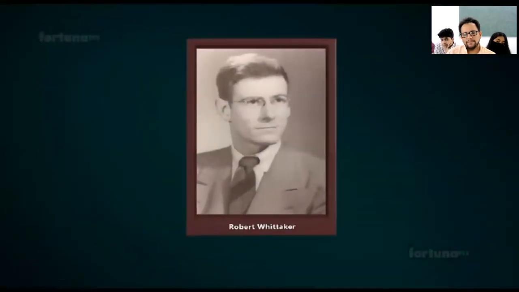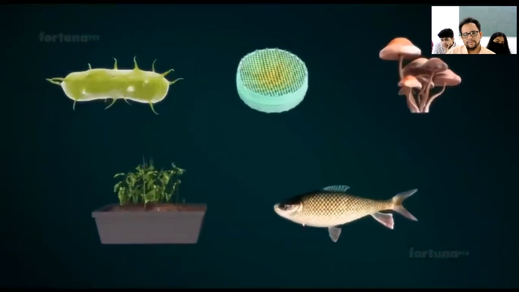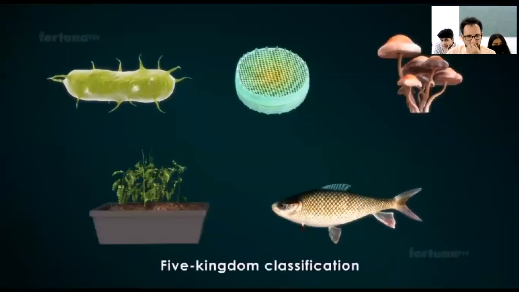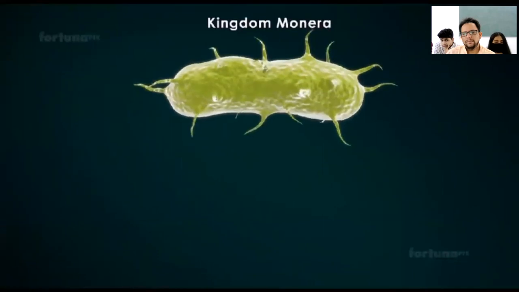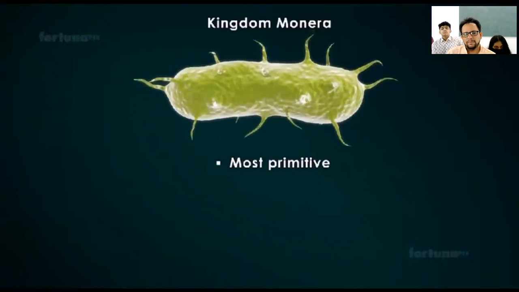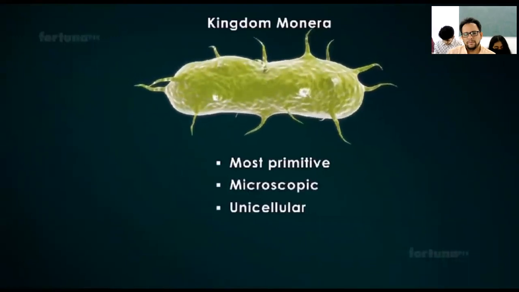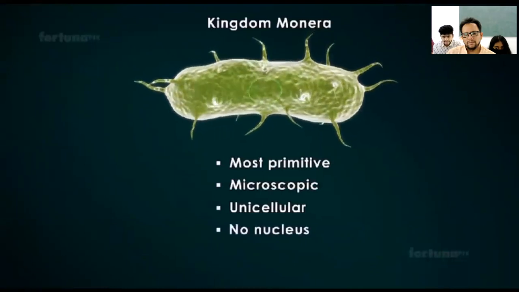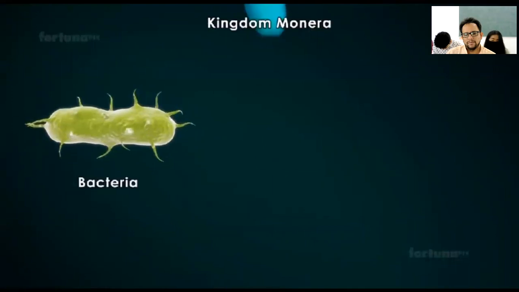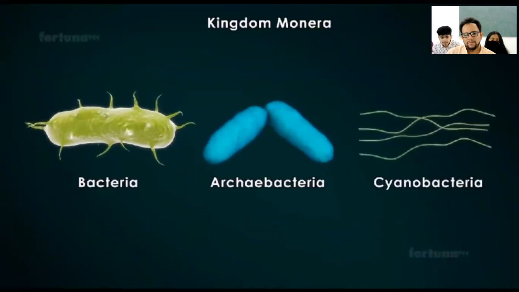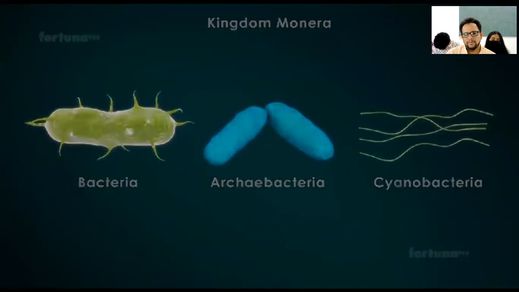In 1969, ecologist Robert Harding Whittaker divided all living organisms into 5 categories, commonly referred to as the 5 Kingdom Classification. Kingdom Monera consists of the most primitive life forms found on Earth. These organisms are usually microscopic and unicellular, meaning they are single-celled. They have no nucleus within their cytoplasm. Bacteria, Archaebacteria, and Cyanobacteria are all members of Kingdom Monera.